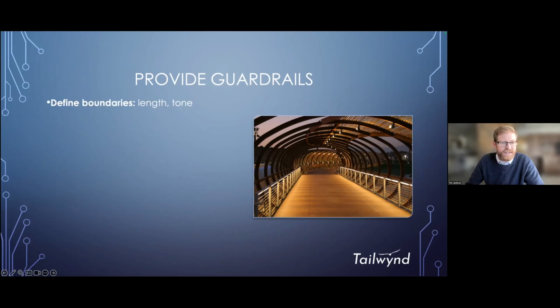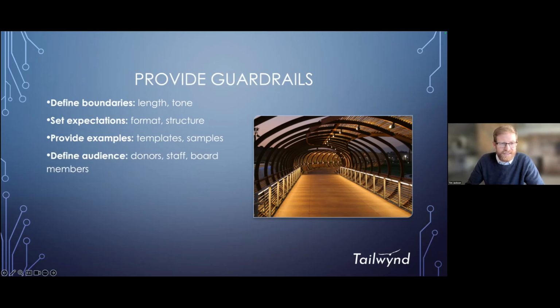In terms of providing guardrails, you want to define boundaries, right? You ask it to do something, it's going to give you 20 pages if you didn't say you wanted one page, or it could give a friendly tone when you wanted to have a combative tone. I haven't ever tried to have a combative tone. Not a good example. Set expectations, format, structure, like what is it you want to come out of it? If you have a template, any sort of sample work, it helps it. It helps to train it so it knows what you want.